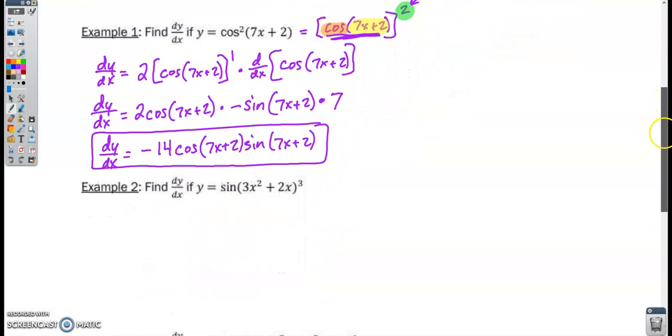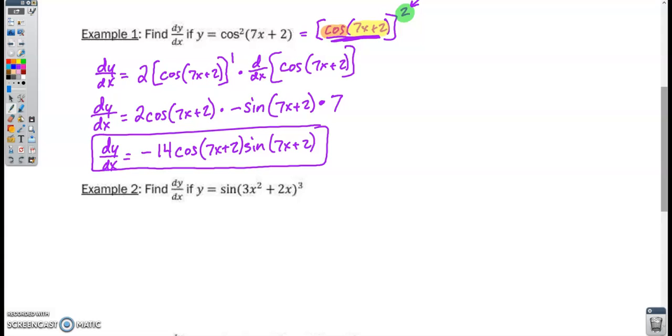Alright, let's look at example 2. We're going to find dy dx if y is equal to the sine of the quantity 3x squared plus 2x raised to the third. Now notice in the last one, the exponent was the outermost function, but in this one, the sine function is the outermost function. This is not equal to the sine of the quantity 3x squared plus 2x all raised to the third. That's different from what we're seeing here.